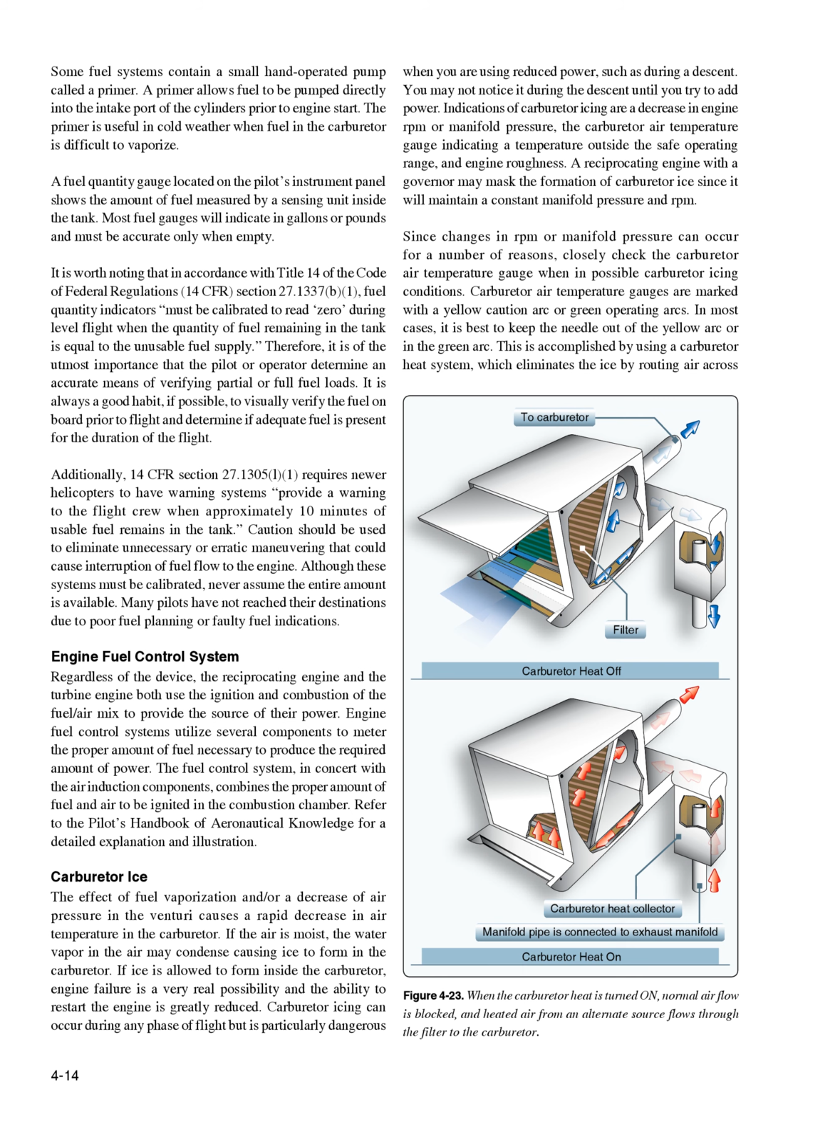Engine fuel control systems utilize several components to meter the proper amount of fuel necessary to produce the required amount of power. The fuel control system, in concert with the air induction components, combines the proper amount of fuel and air to be ignited in the combustion chamber. Refer to the Pilot's Handbook of Aeronautical Knowledge for a detailed explanation and illustration.